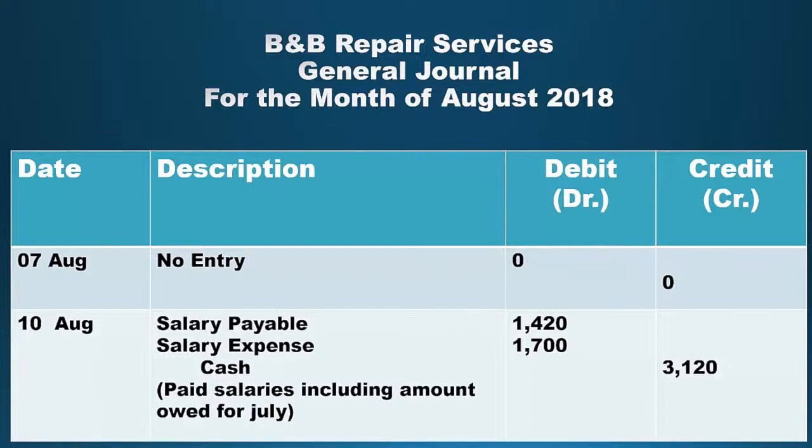Step 3. How do we record it? To record this, we debit salaries payable for $1,420 to show the reduction in the liability from July. Debit salaries expense for $1,700 to reflect the current month's salary cost. Credit cash for $3,120 to reflect the payment. The narrative for this entry is paid salaries, including amounts owed for July.